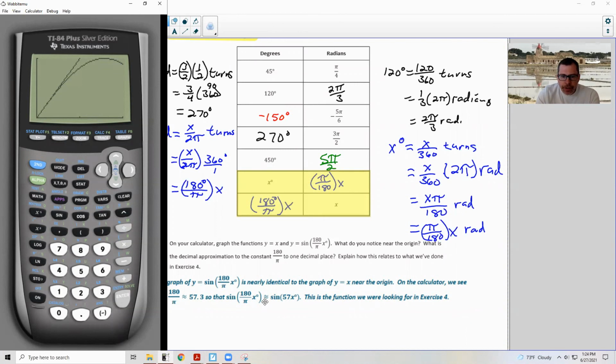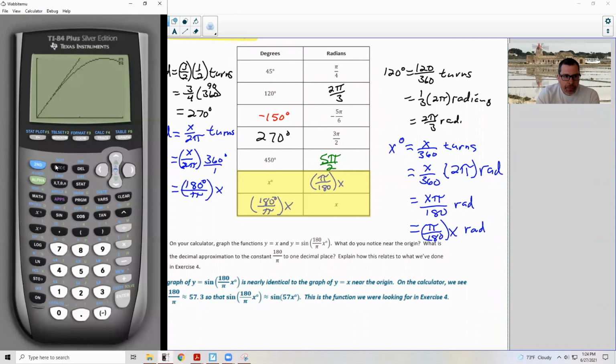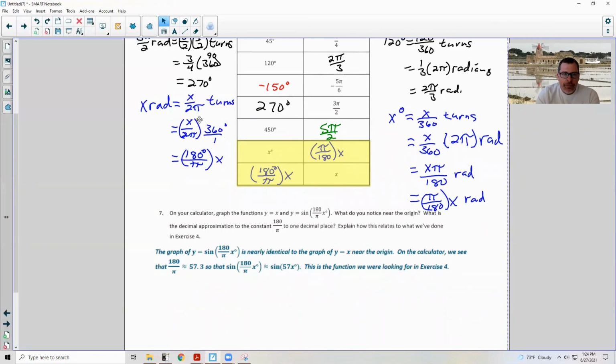Okay, so on the calculator, we see that 180 divided by pi. I haven't done that yet. So if I take 180 divided by pi, I get 57.2957791, which is about 57.3. So the sine of (180/π)x is approximately the sine of 57x degrees. This is the function we looked at in exercise 4 earlier in this lesson.